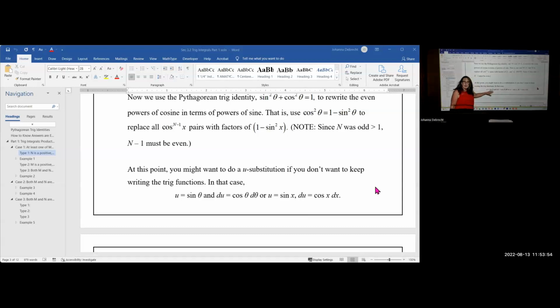So u is going to be sine of theta or sine x, depending on what the independent variable is. And the derivative of u is that one cosine that you pulled off the odd numbers. Remember, you split it into an even group times 1 by itself. That 1 by itself becomes part of du. So du is cosine of theta d theta, or cosine of x dx. All right, so this is basically reducing it into something where we can use u substitution.